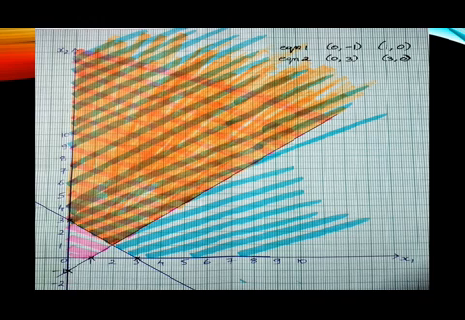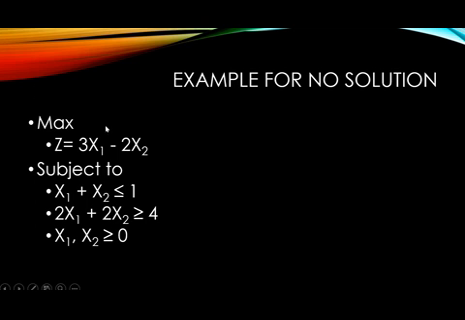Any doubt with this? So whenever I have a maximization problem and the top portion is not sealed, it is not covered, it can go up to plus infinity. Therefore, we call it an unbounded solution problem. Now we will have an example for no solution, or inconsistent system of constraints.